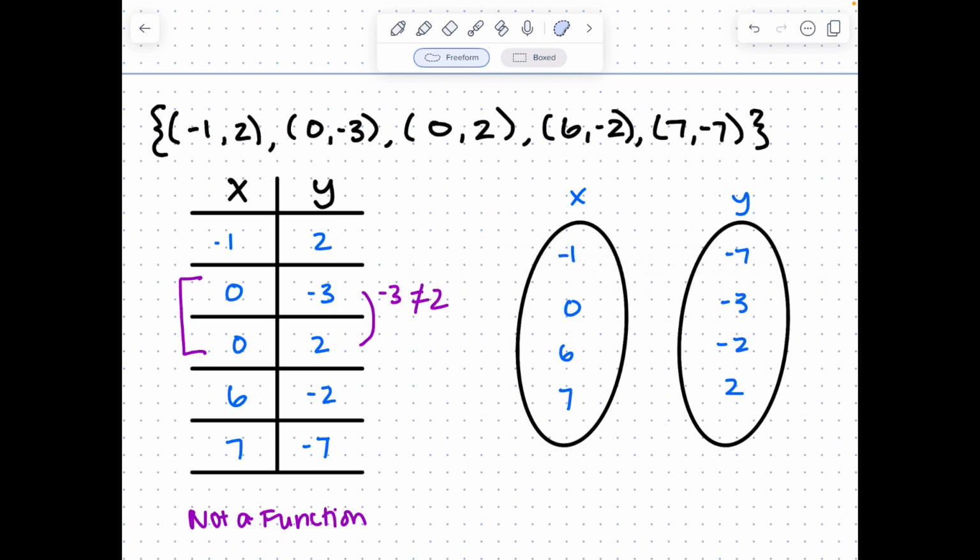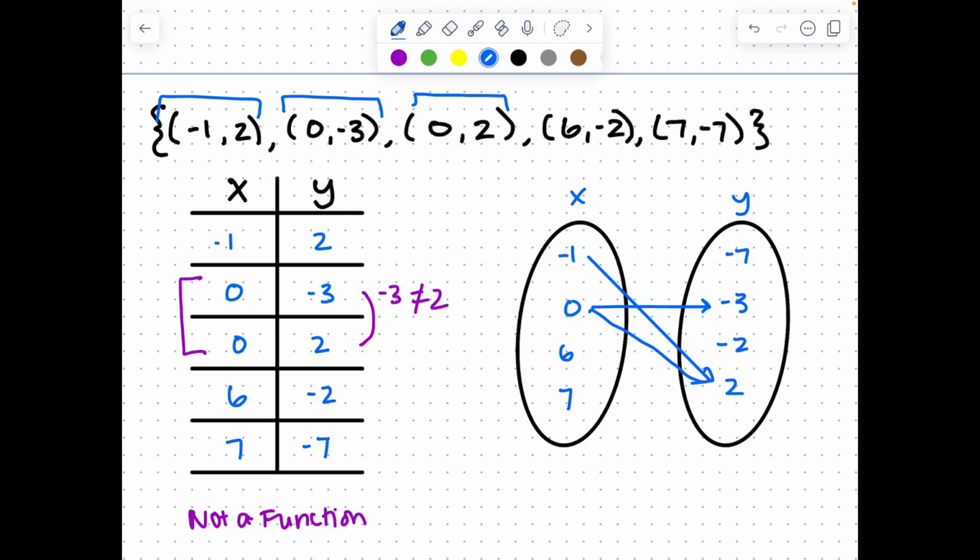Then to actually map them, you look at the points. So our first point, -1, 2, means we're going to put an arrow from -1 to 2. Then our second one, 0, -3, we're going to put an arrow from 0 to -3. Our third point, 0, 2, we're going to take an arrow from 0 to 2. 6, -2. And 7, -7. And now I have my mapping diagram done.